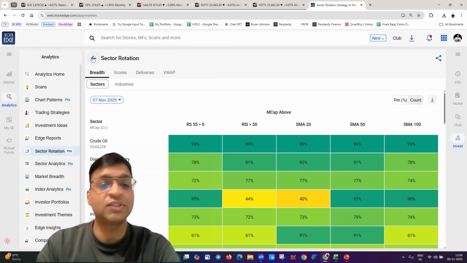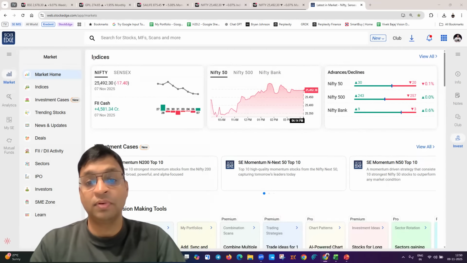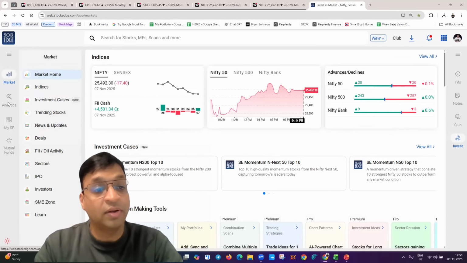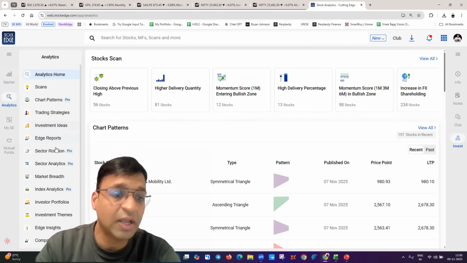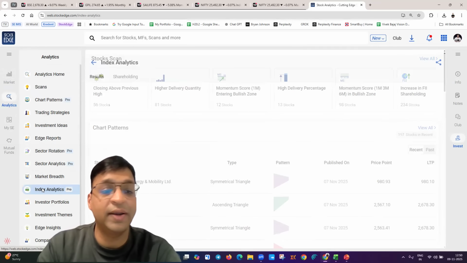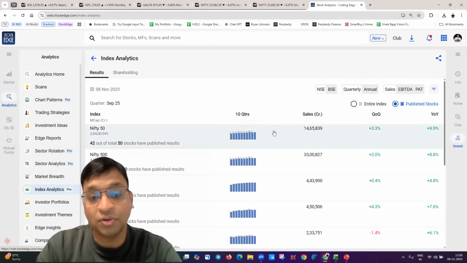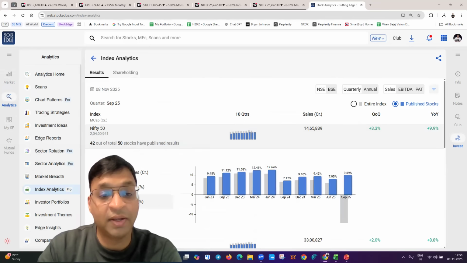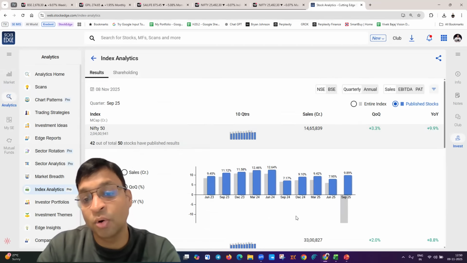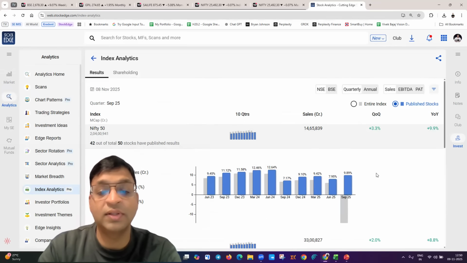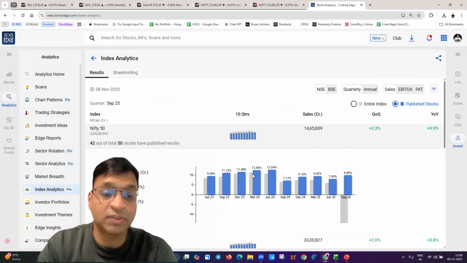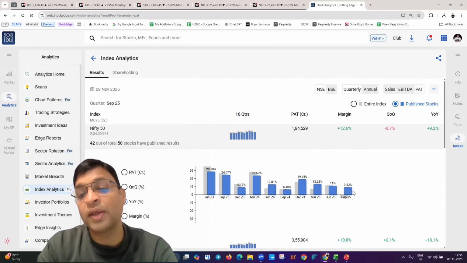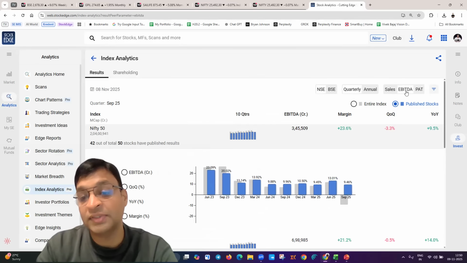Now let me just go to the PPT. Let's talk about the results. There is a result season going on and a lot of results have been declared. If I go to index analytics and see the results, if you look at the graph of Nifty results, 42 company results have already been declared out of 50. And if you look at the growth, there is better growth in this quarter vis-a-vis other quarters as far as revenue is concerned. The PAT is not growing as much as the revenue. But the good point is that there is revenue growth.